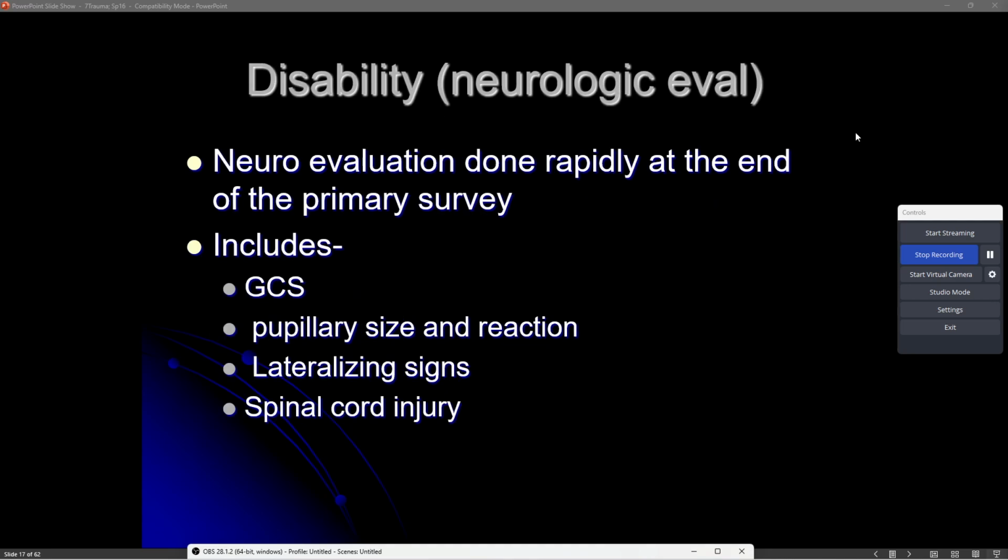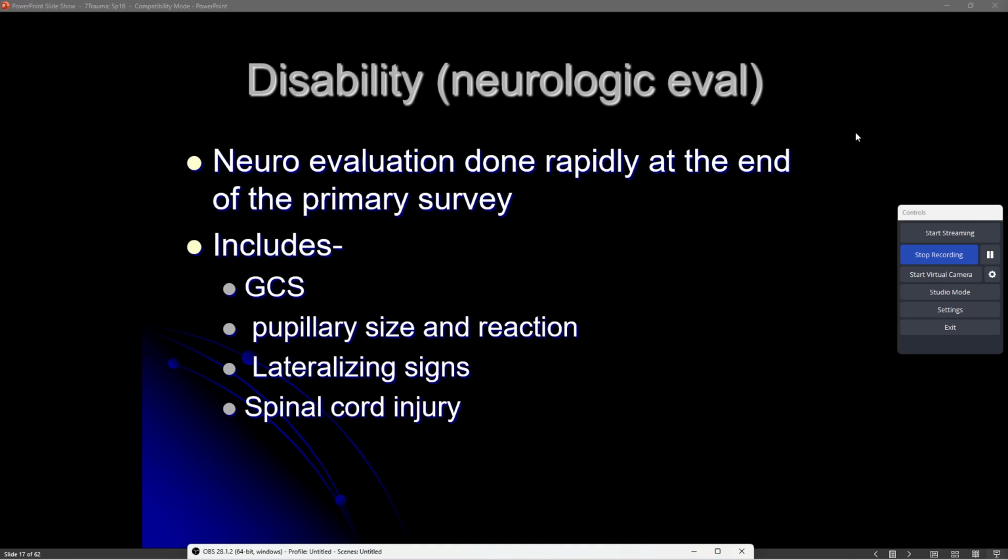Disability and neurological eval, it's real simple. Just do your GCS. We've done the ABCs, now looking at GCS. Some other things aside from GCS that I can take a peek at are my pupillary size. I'm looking for anisocoria, one pupil larger than the other, one maybe fixed, both fixed, gaze potentially fixed. If they're up and to the left or fixed in a gaze, that can indicate cerebral involvement or cervical involvement, and the same thing with spinal cord injury. But pupillary size and reaction is a big one.